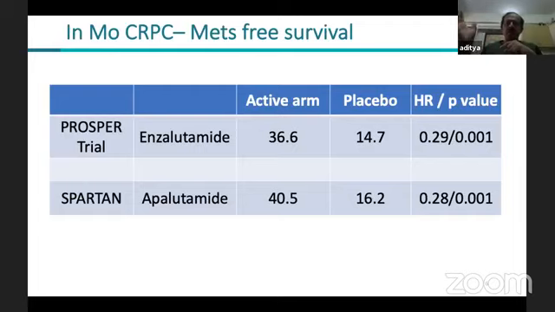But if you use enzalutamide, you are pushing back the occurrence of metastasis by about at least 2 years. And similar results are seen also with apalutamide and with darolutamide also. So this is what you achieve, at least 2 years of additional time before the metastasis appears.